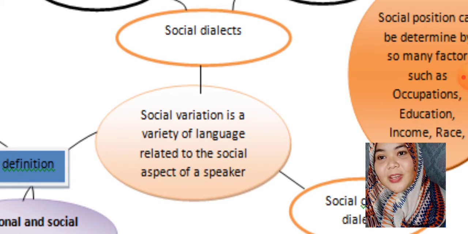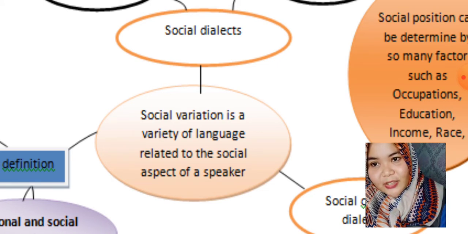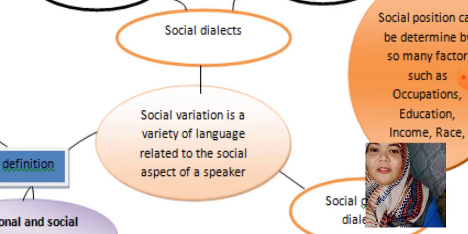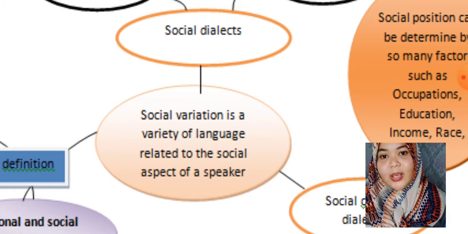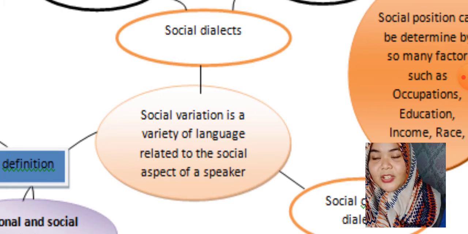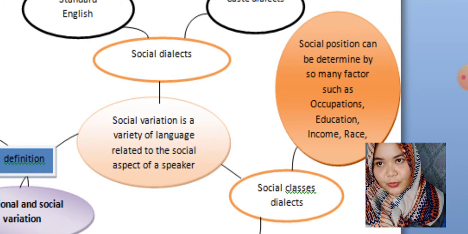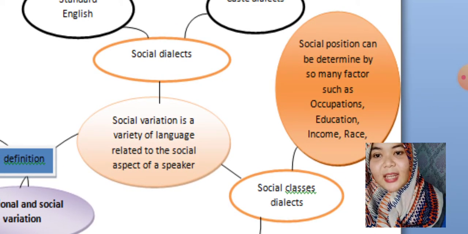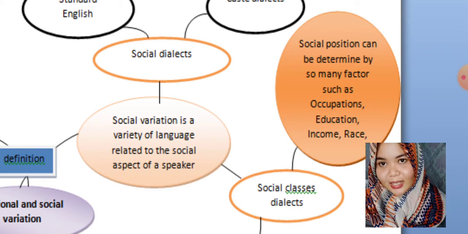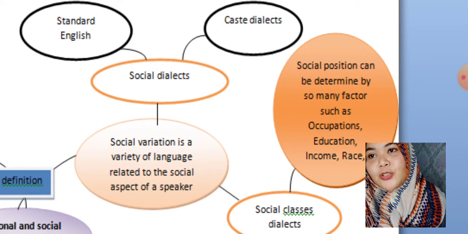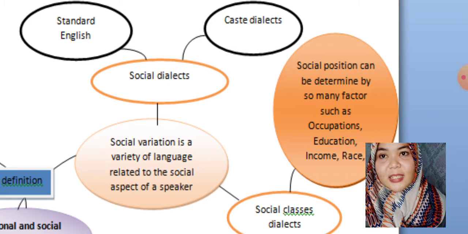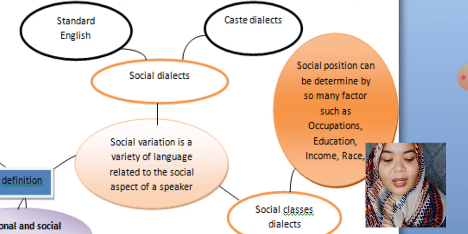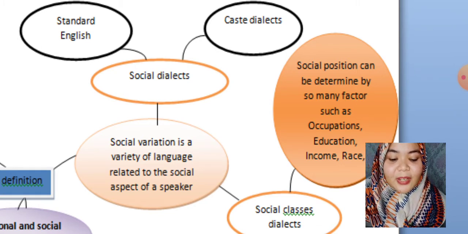Social variation is a variety of a language related to the social aspect of the speaker. It means that a social aspect could cause a language to have a variation. Social variation falls into two. The first one is social dialect, and the second one is social classes dialect. Social dialect falls into two categories. The first one is standard English, and the second one is caste dialects.